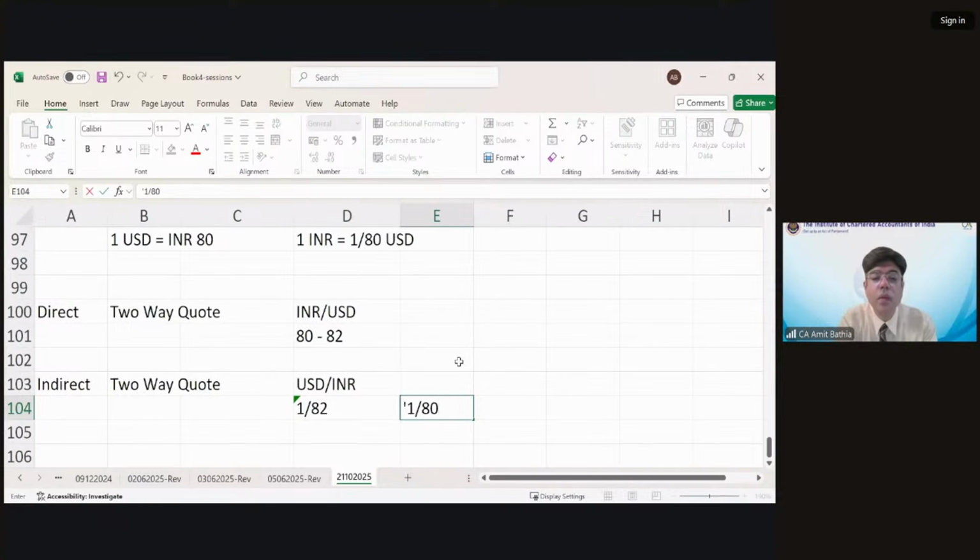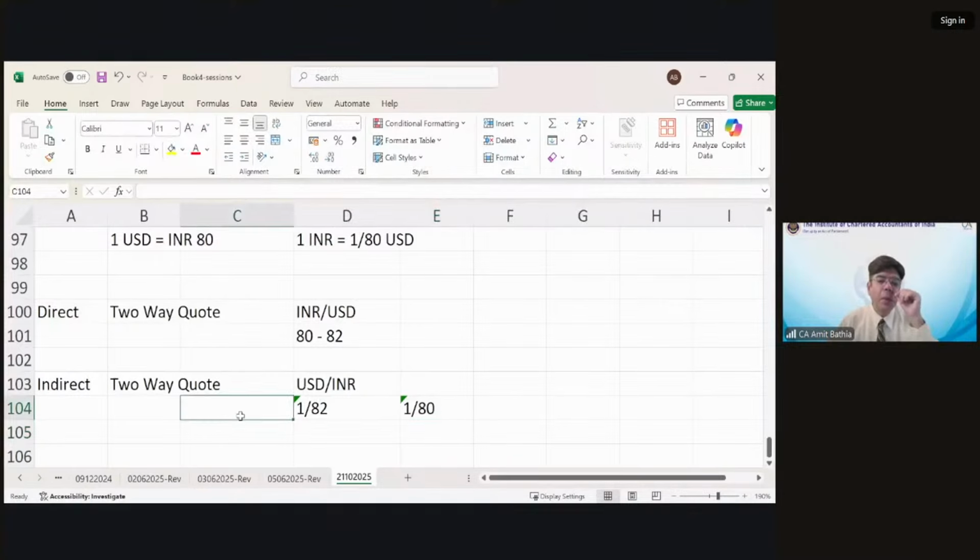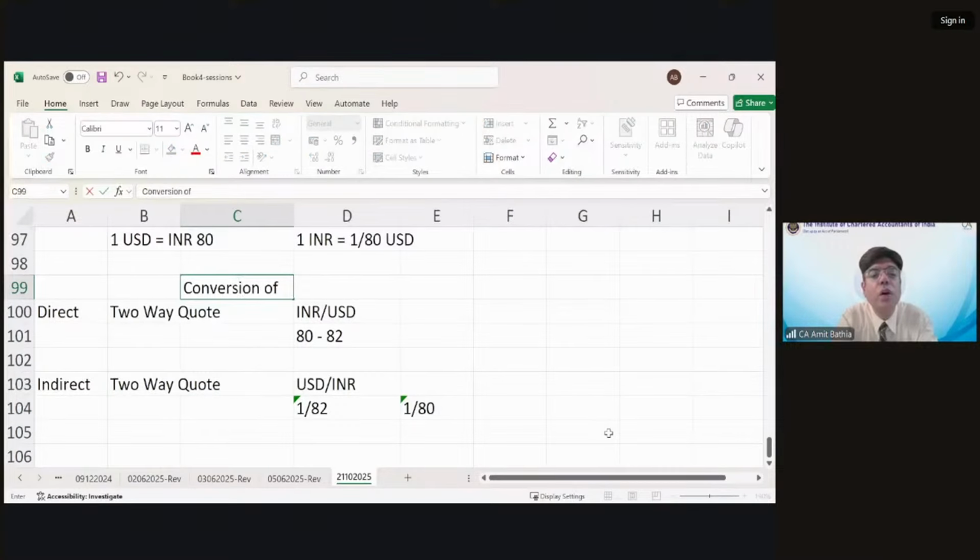So when I am converting my direct two-way quote into indirect two-way quote, you can see over here my ask price, I do the inverse of the ask, and that will become bid price. Inverse of bid becomes ask. Inverse of ask becomes bid. Is that clear? Okay. This is how you convert. This is how you convert. This is called conversion of two-way quotes.